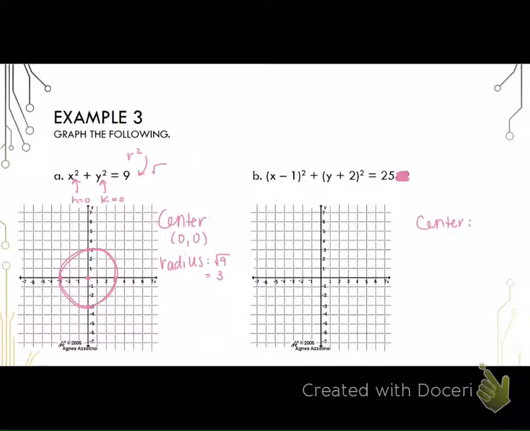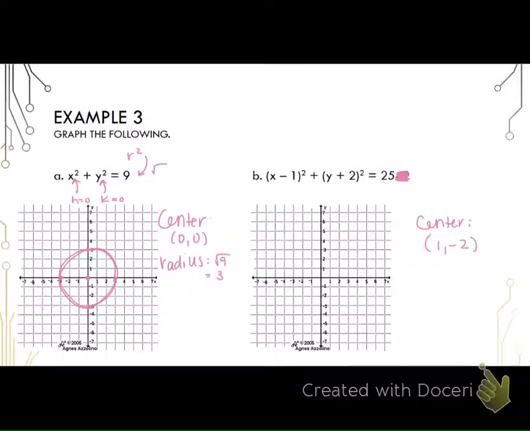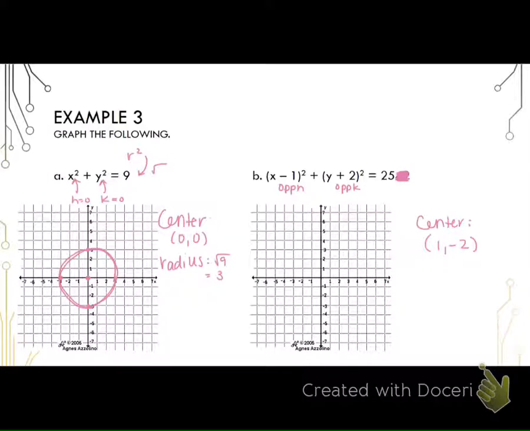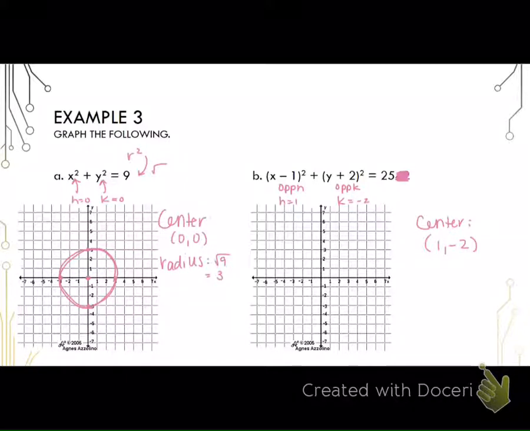Where is my center? Be careful. 1, -2. Remember, it's opposite H, opposite K. So that means that H is 1 and K is -2 for the center of our circle. Again, make it just 25 there, guys, not 2549. I thought I had changed it when I made it, but apparently I did not.